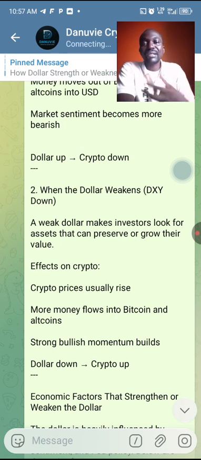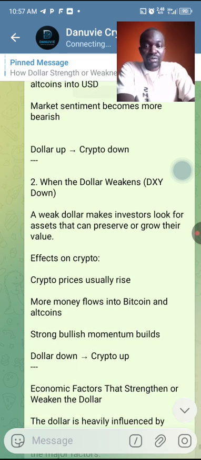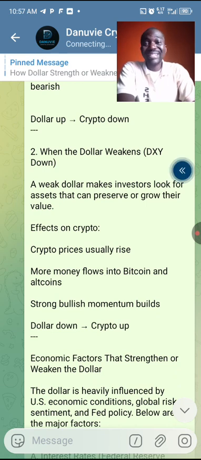So they would rather change their money from USD into these risky assets so that it can grow their portfolio and give their portfolio more value. So that's what the note is trying to say. So, effects on crypto: crypto prices usually rise, which means the dollar weakens and cryptocurrency prices rise. Now, more money flows into Bitcoin and altcoins. Strong bullish momentum builds. Dollar down, crypto up, like I've said.